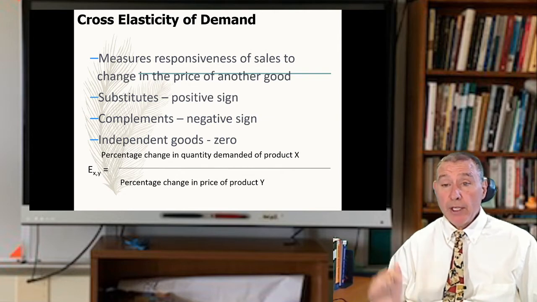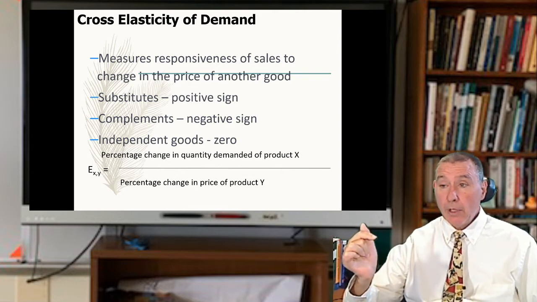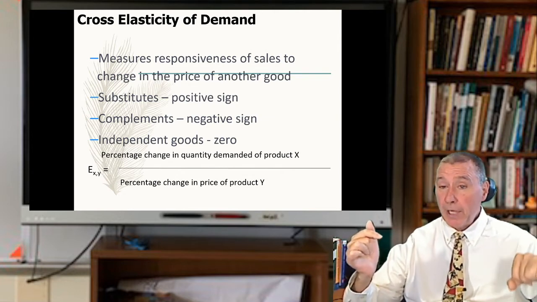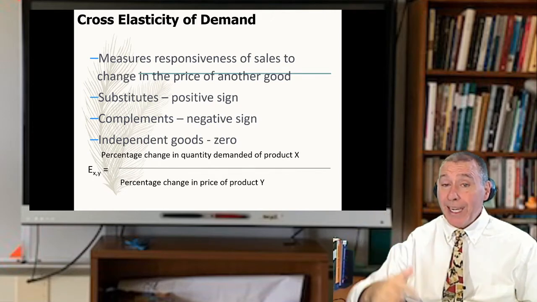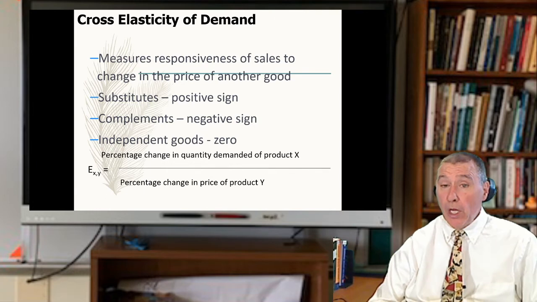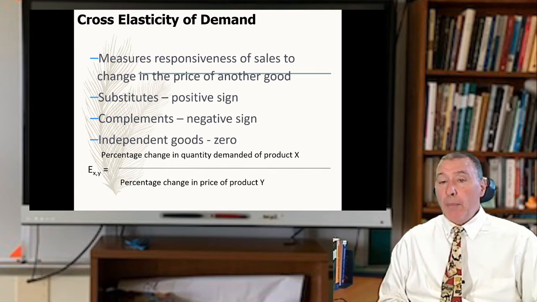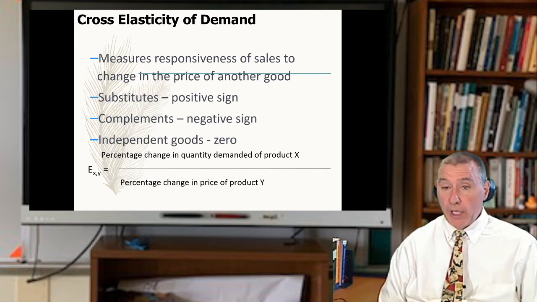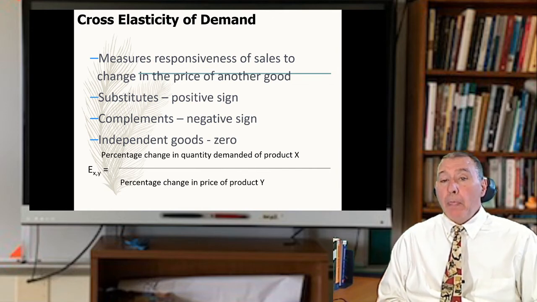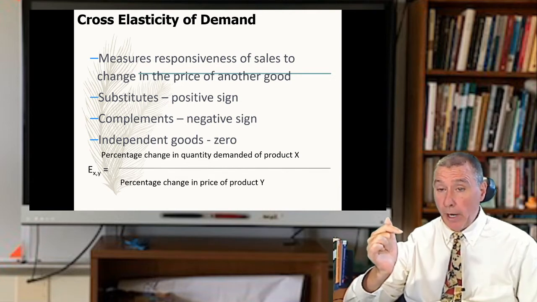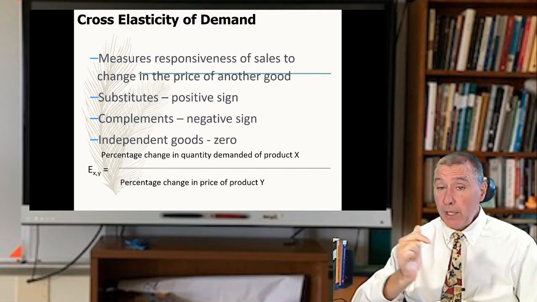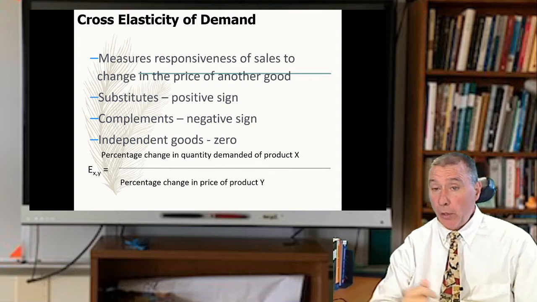So if jelly prices are going up, right, the demand for peanut butter is going down. So going in opposite directions. Now the sign's important because now we're not looking at the absolute value. So if the sign is negative because one's going up, the other is going down, right? Then we have a negative sign. That means they're complements. Peanut butter and jelly go together.